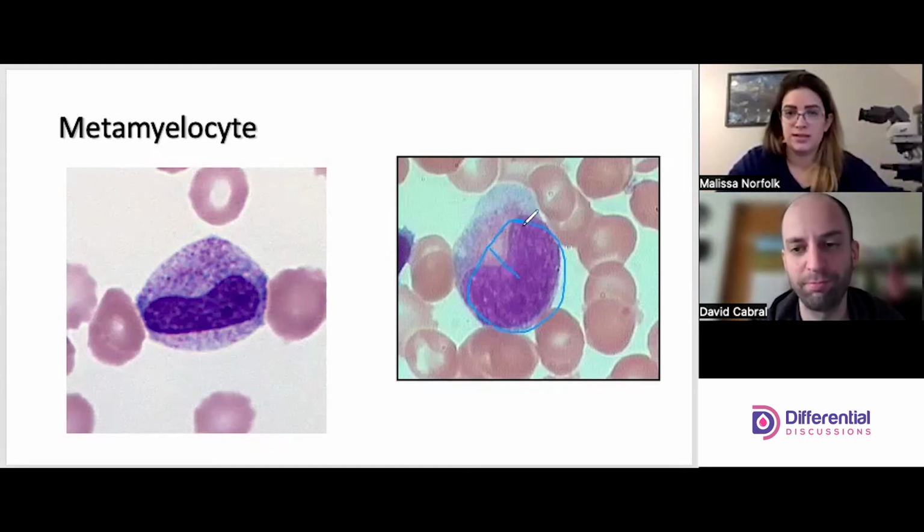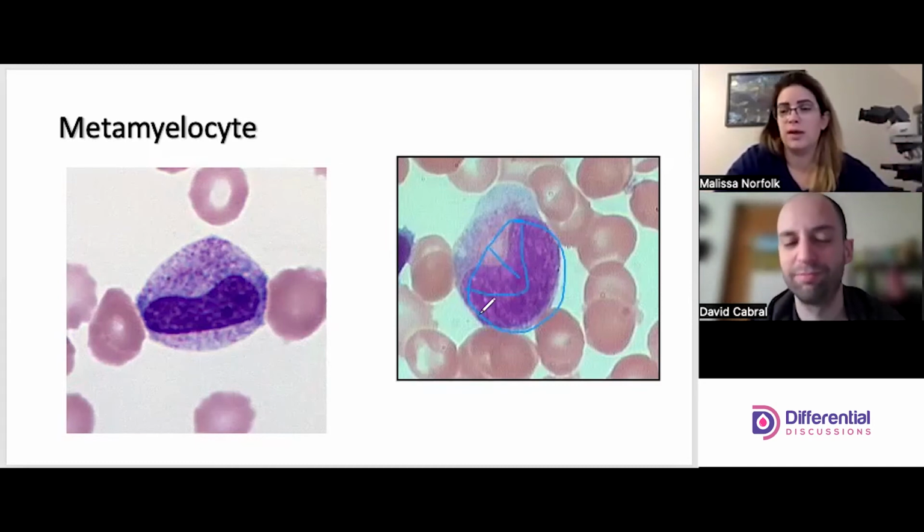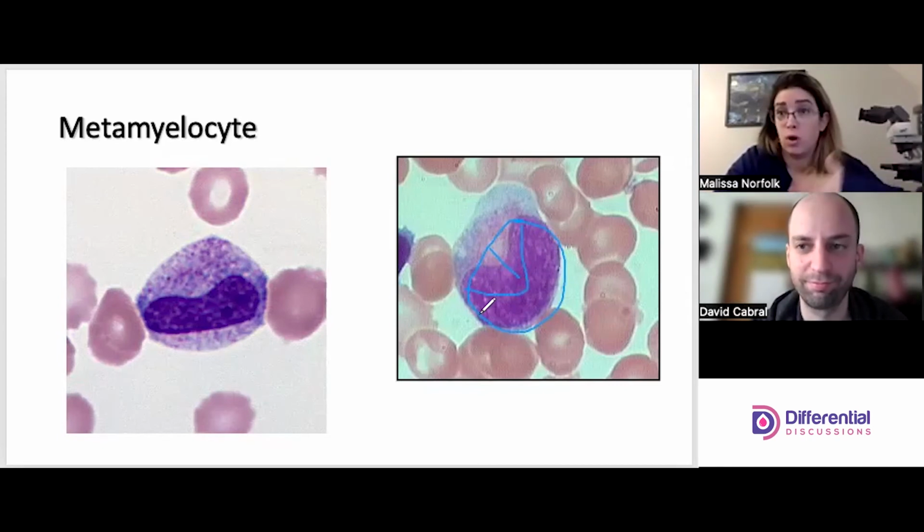If your indent is greater than 50%, then you're looking at either a band neutrophil or an adult neutrophil, depending on the nucleus and how you call cells. But if the indent is less than 50%, like it is here, then we're looking at a metamyelo. So both of these are less than 50%, so they are metas.